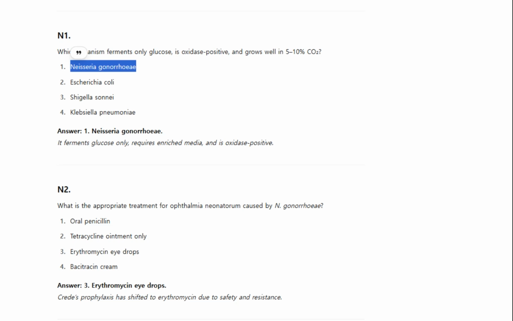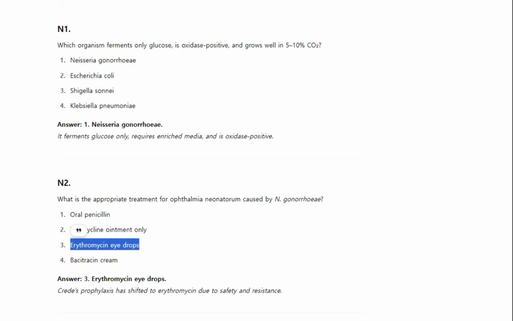N2. What is the appropriate treatment for ophthalmia neonatorum caused by N. gonorrhoeae? 1. Oral penicillin. 2. Tetracycline ointment only. 3. Erythromycin eye drops. 4. Bacitracin cream. Answer: 3. Erythromycin eye drops. Crede's prophylaxis has shifted to erythromycin due to safety and resistance.